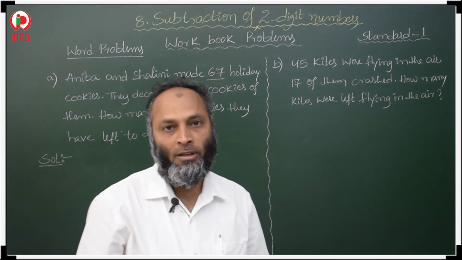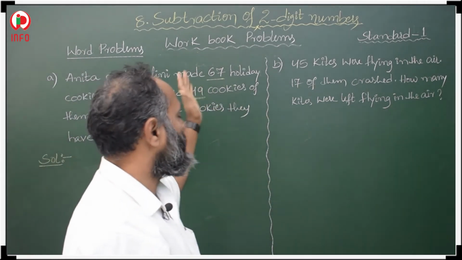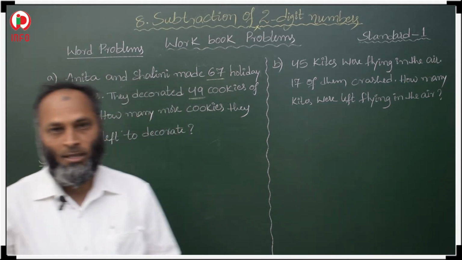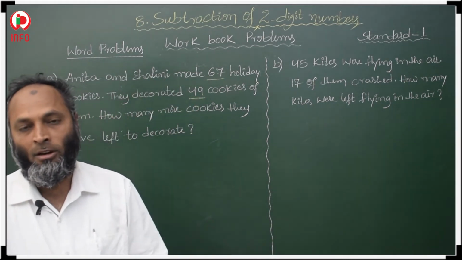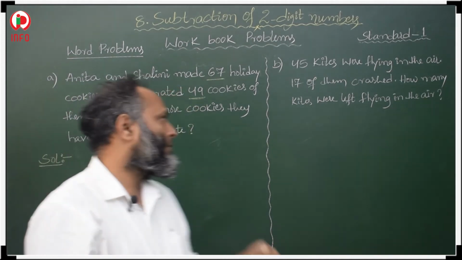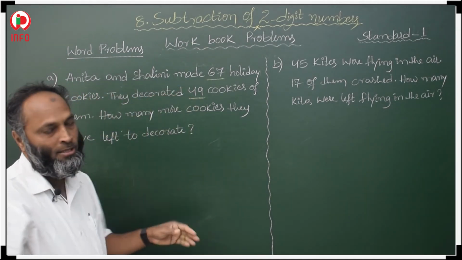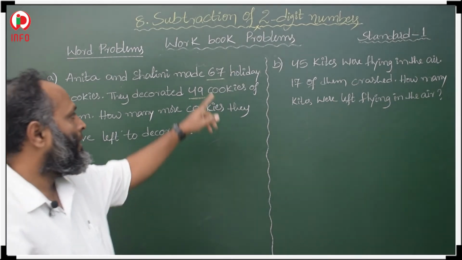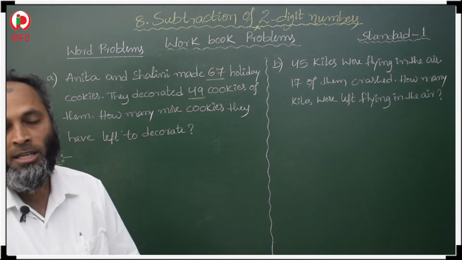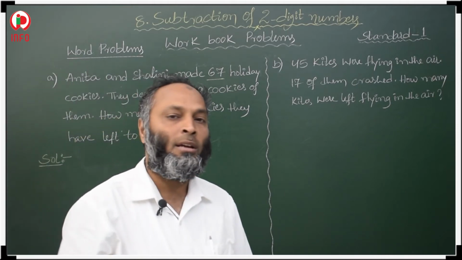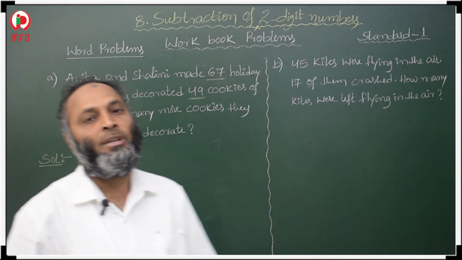The total cookies given is 67. Of that 67, 49 cookies were decorated. Then how many cookies are left to decorate? So, that means we have to subtract the decorated cookies from the total cookies. Then you will get how many more cookies are left to decorate.